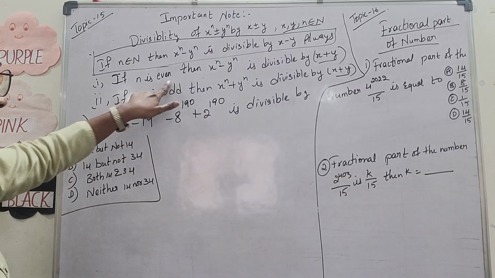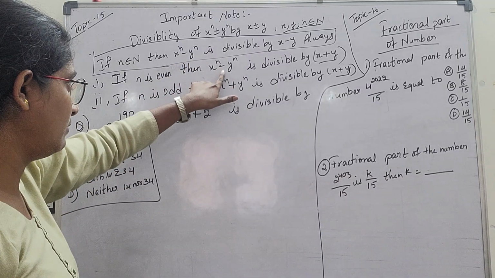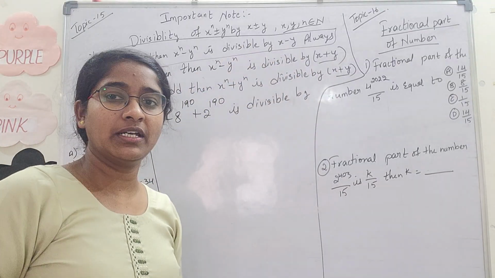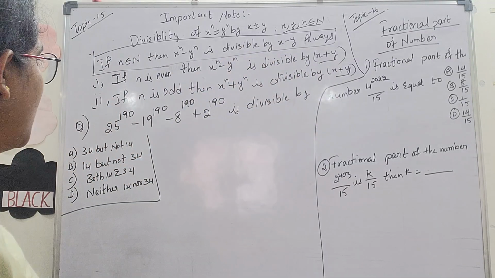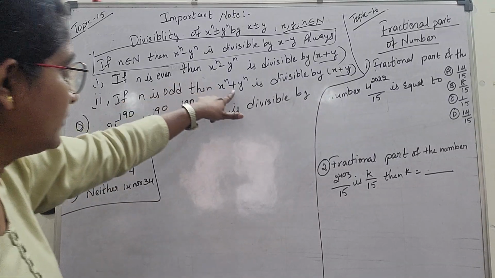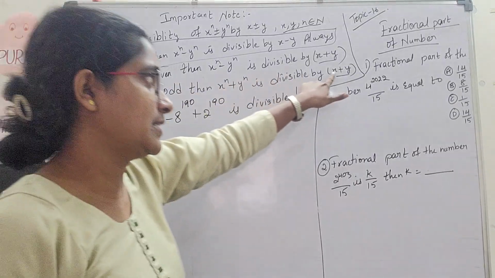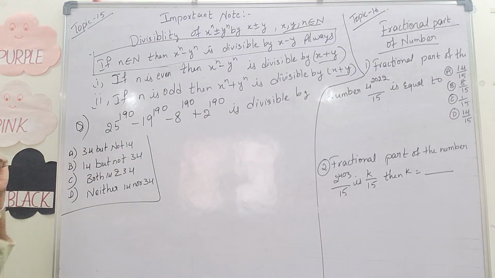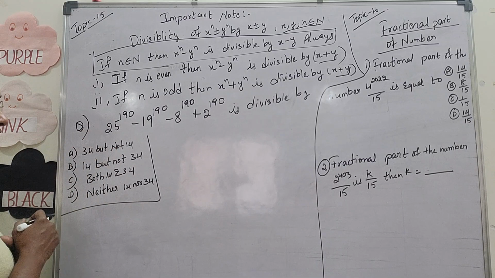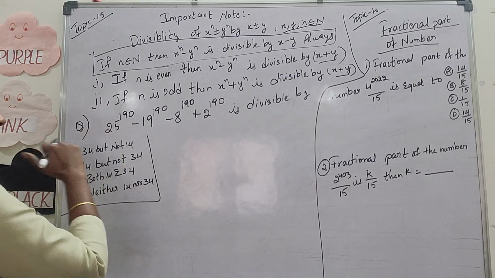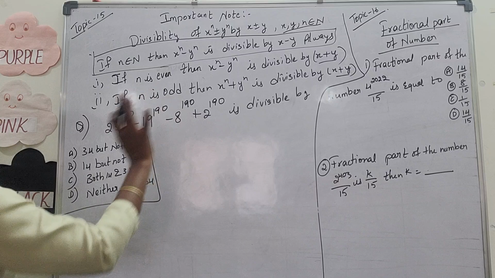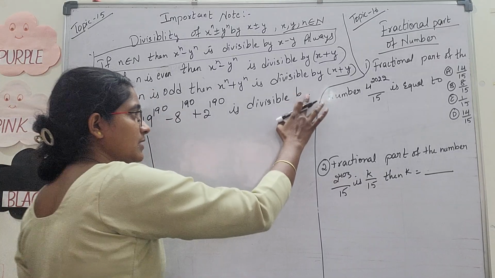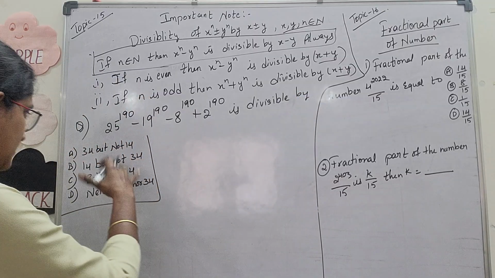So if n is even, then x power n plus y power n we can divide by x plus y. Now if n is odd and it is a plus, then it is divisible by x plus y. Okay. Now the question is here, so we do the question. 25 power 190, 19 power 190, 8 power 190, 2 power 190 is divisible by what of this? They are asking us.